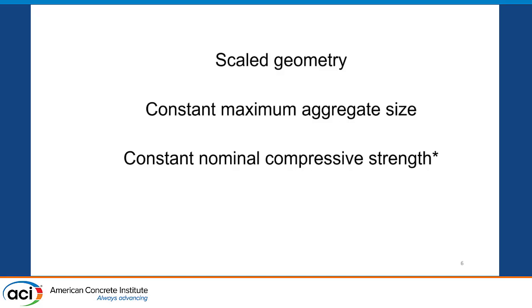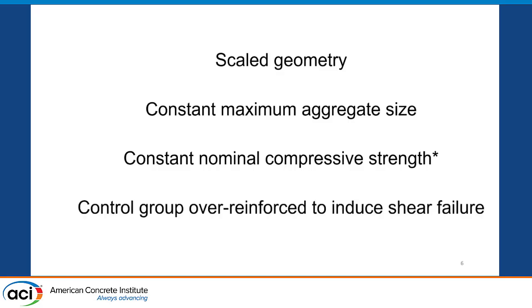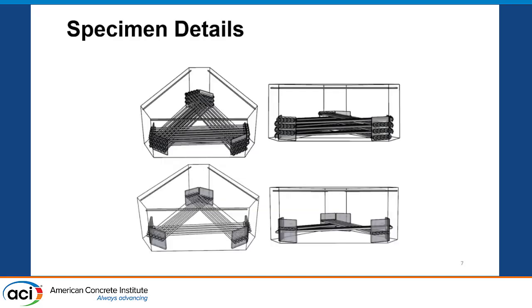With one exception, we got a little bit excited with the large specimens, and we wanted to test them with higher strength concrete. And then the control group was over-reinforced, and the purpose of that was to induce shear failure prior to flexural yielding. This is what the specimen reinforcement looked like.